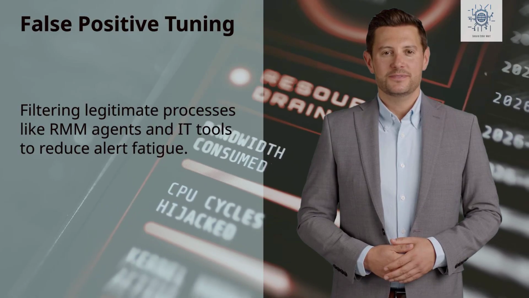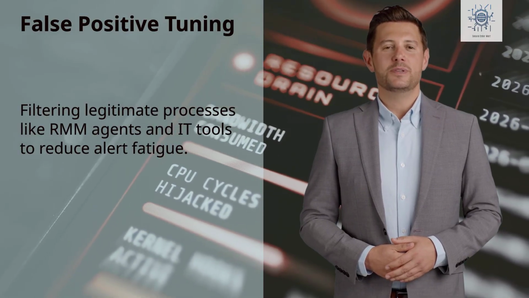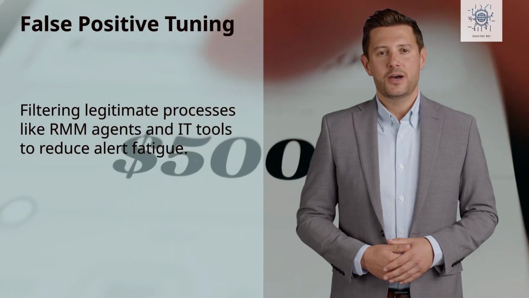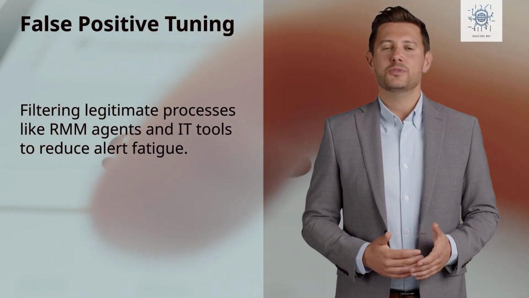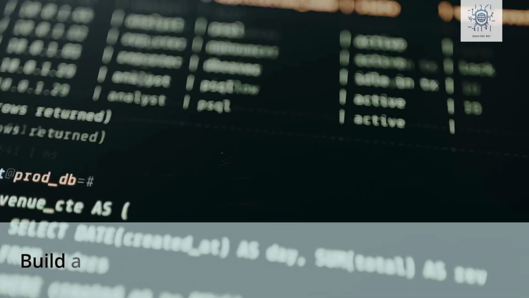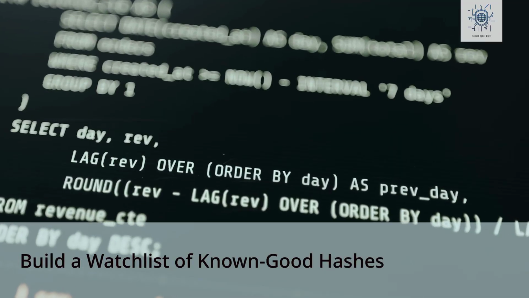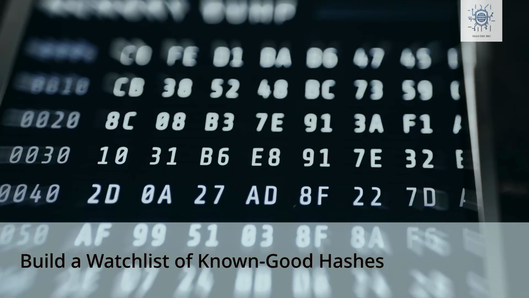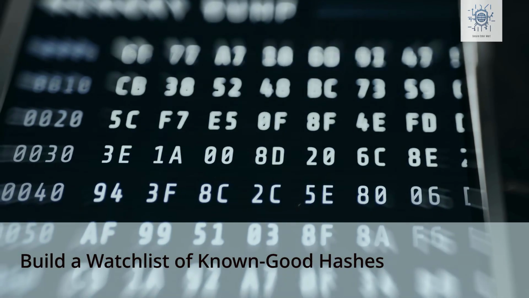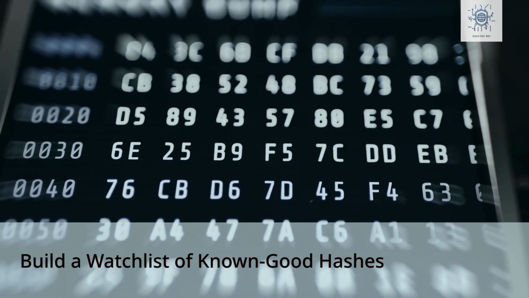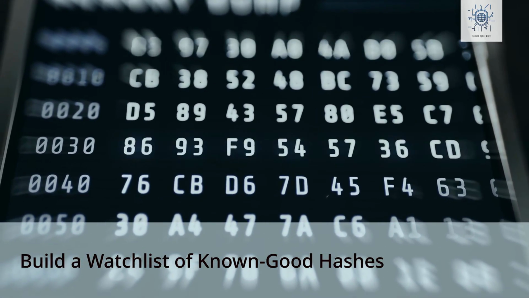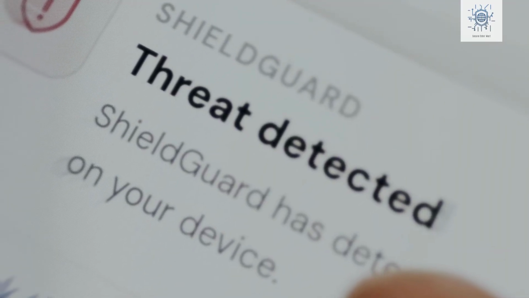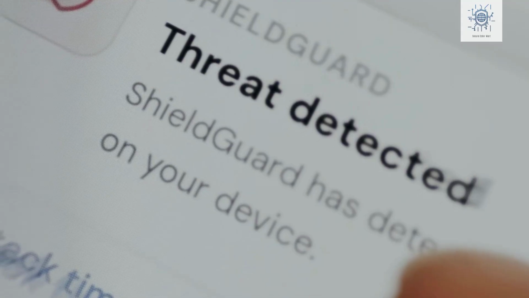You will get noise. IT tools. RMM agents. Remote desktop software. They all touch lsass legitimately, so we add a lookup. Where not InitiatingProcessSHA256 in whitelist hashes. Build a watchlist. Populate it with the hashes of known good tools in your environment. Then filter them out. The result is a hunt that runs clean. No alert fatigue. Every result demands investigation.